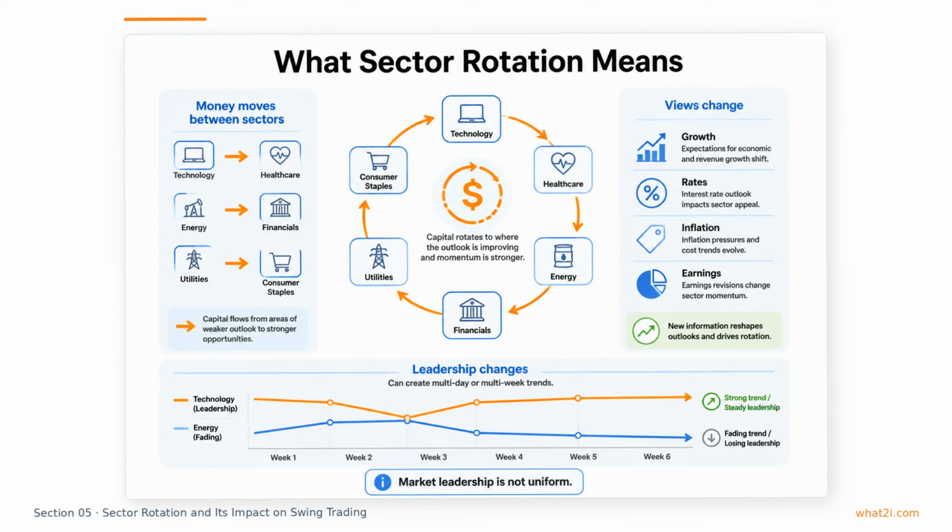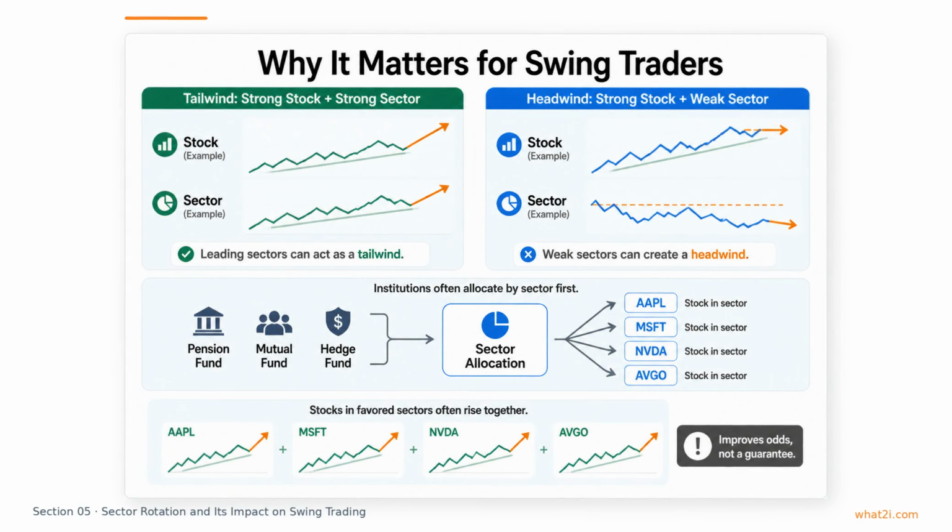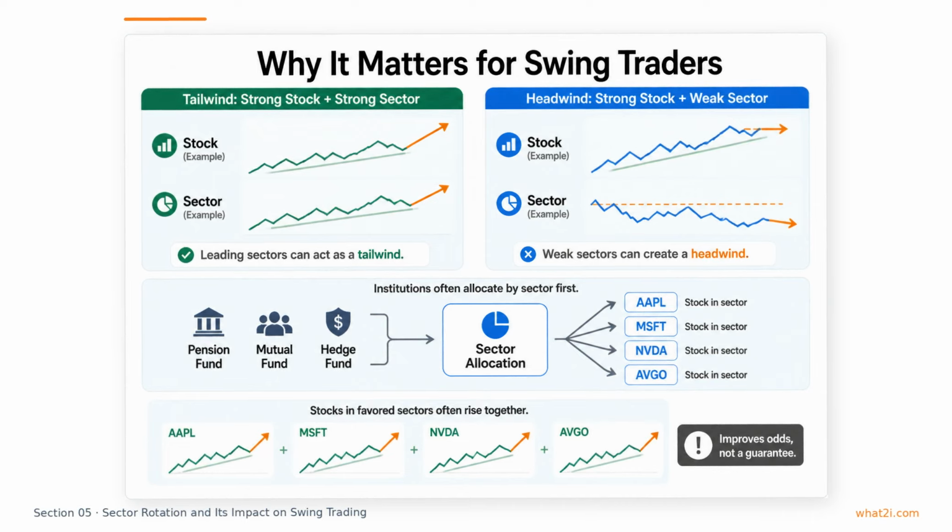Sector rotation creates context for stock movement. It often drives the multi-day and multi-week trends that swing traders want to capture. A strong stock has a better chance of following through when it belongs to a strong sector. In that case, the sector acts as a tailwind because institutions are often allocating money to the whole group, not just one name. The opposite is also true. A good-looking stock inside a weak sector may struggle because the group itself is under pressure, creating a headwind. This is why sector context can improve the odds of a trade without guaranteeing it.